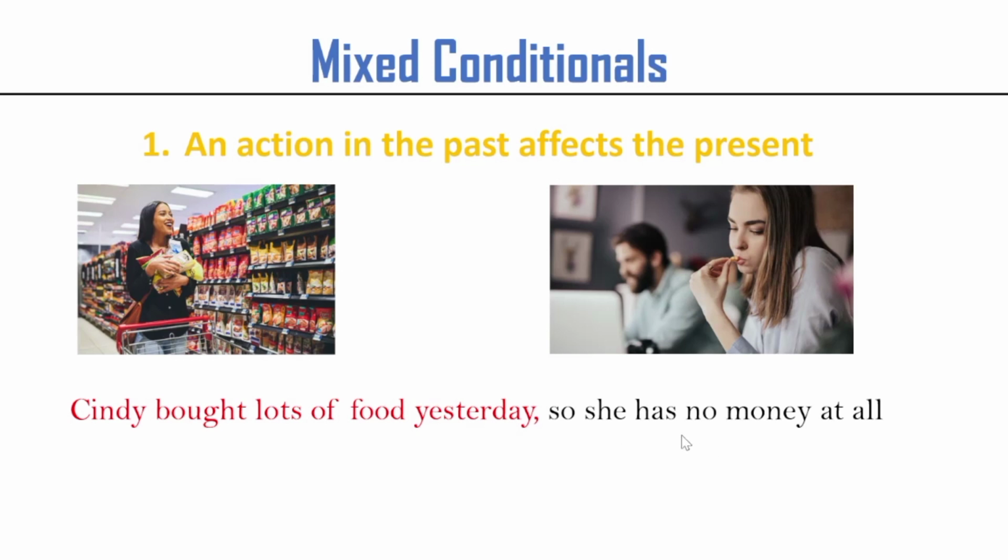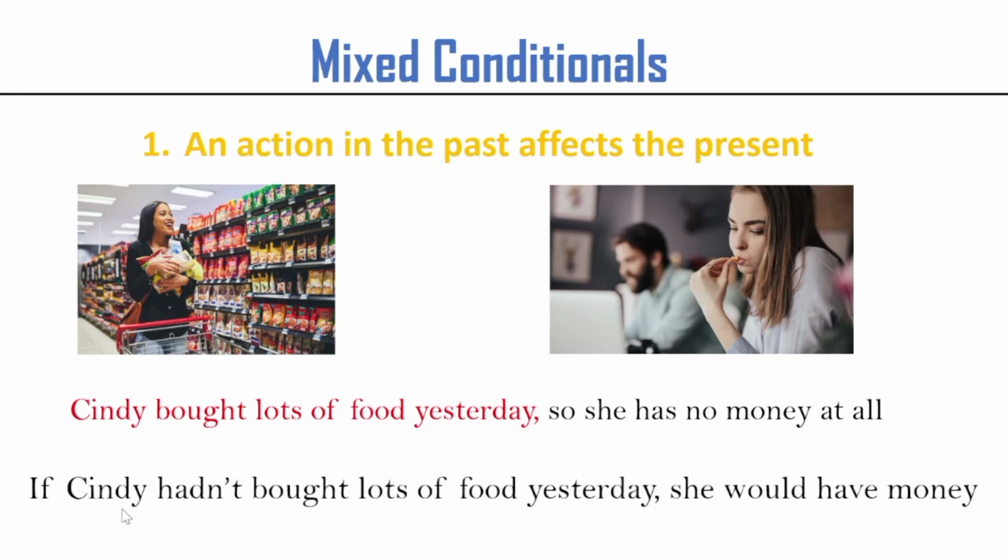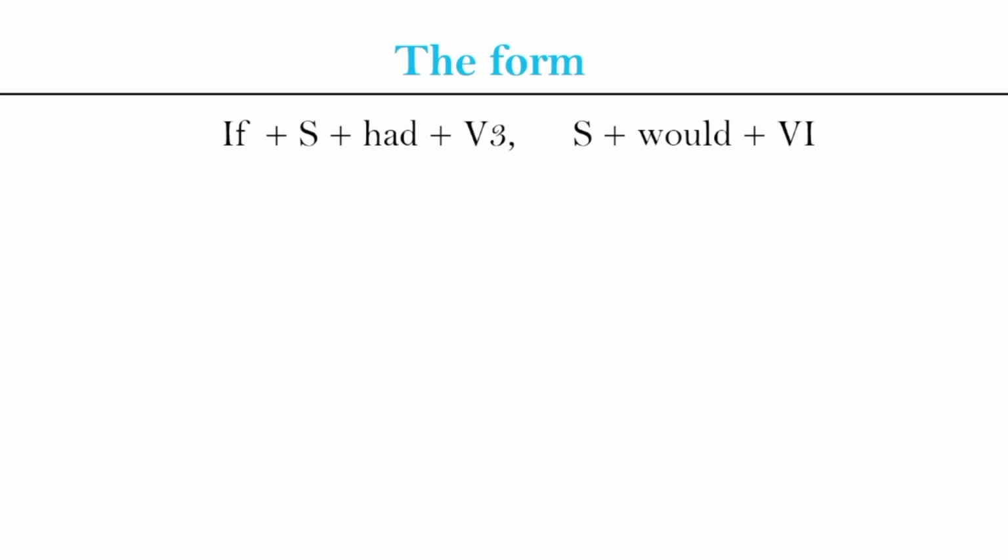So we can make a mixed conditional sentence from this example. If Cindy hadn't bought lots of food yesterday, she would have money. So this is the conditional sentence, the mixed conditional. Let's look at the form. The form is: if plus subject plus had plus verb 3, subject plus would plus verb 1. It looks like third conditional and it looks like second conditional. That's why it is called mixed conditional.